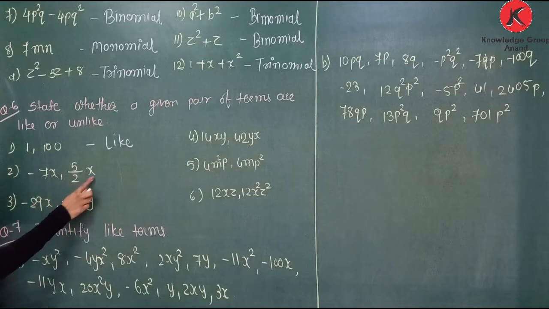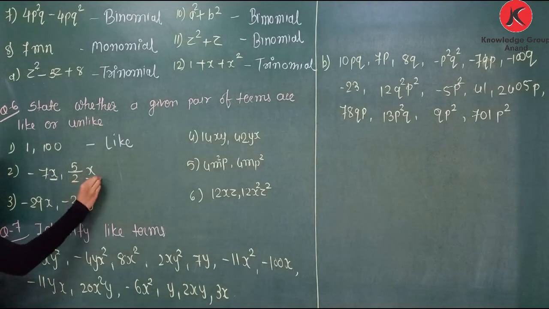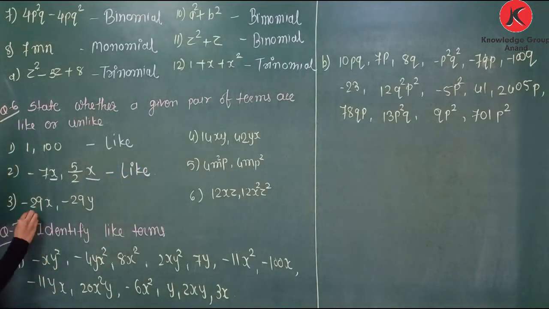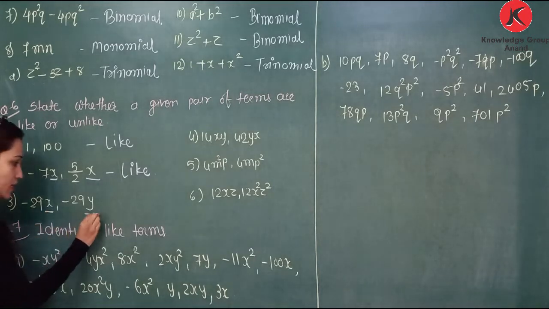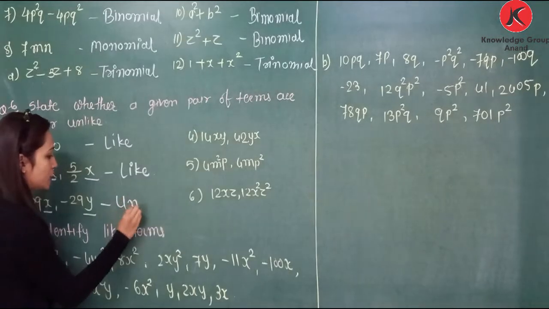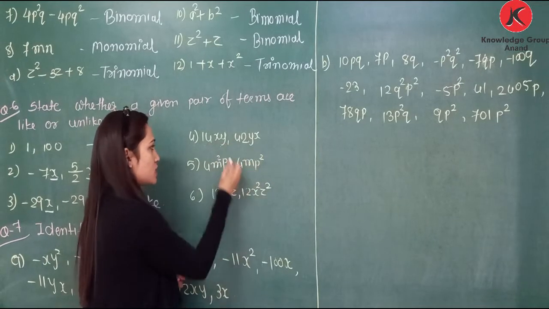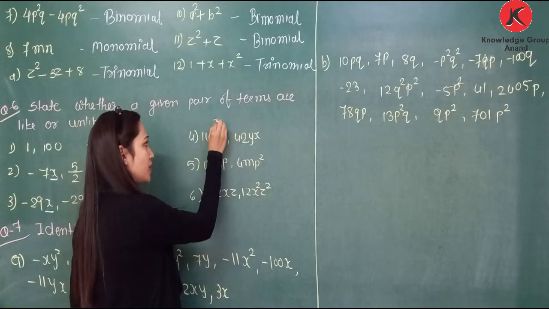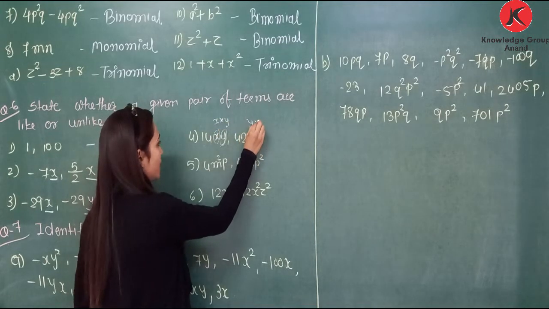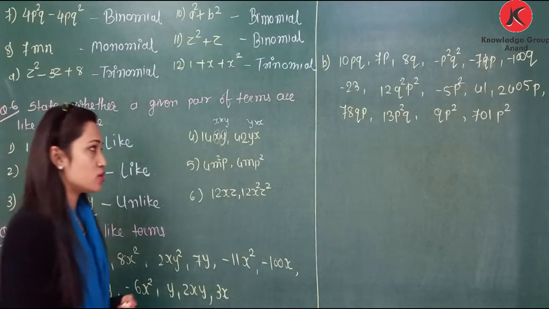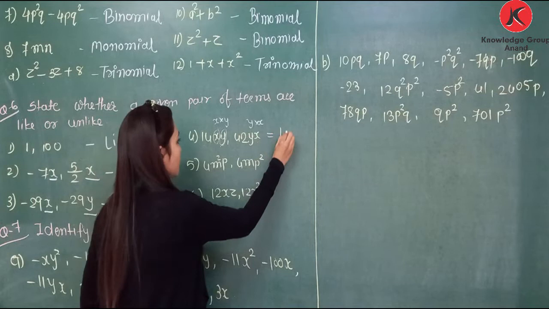Minus 7x, 5 by 2x. Here the algebraic factor is x, here also the algebraic factor is x, so they become like terms. Minus 29x, minus 29y. Again we only need to check algebraic factors. Here it is x, here it is y, so it becomes unlike terms. 14xy, 42yx. 14xy means x and y in multiplication and yx means y and x in multiplication, and we know that multiplication is commutative, means we can change the order. So yx is nothing but xy. So they are like terms.